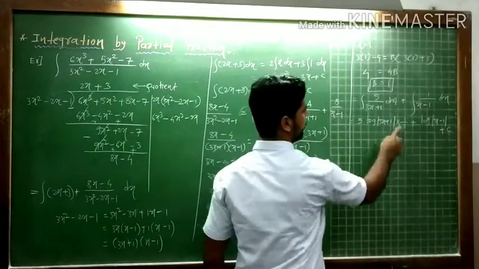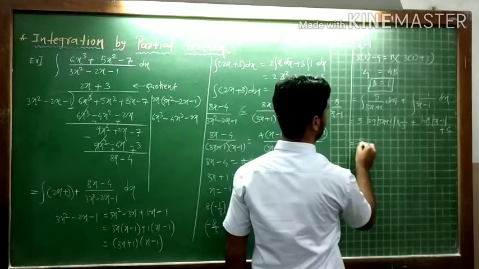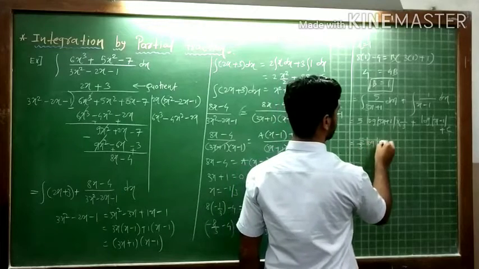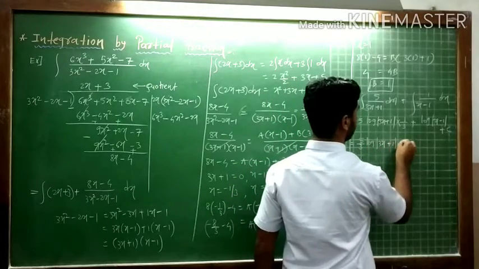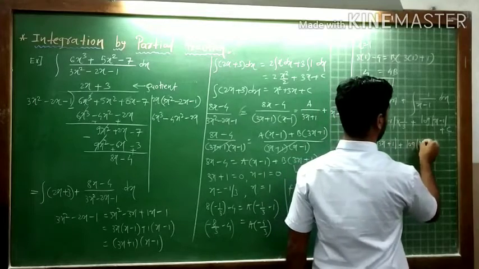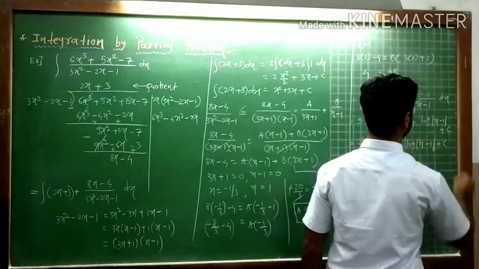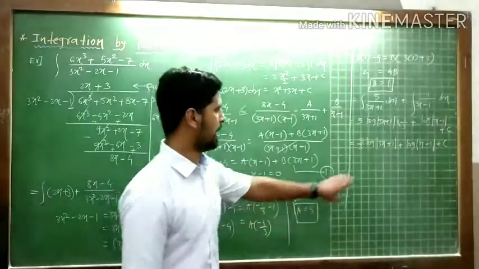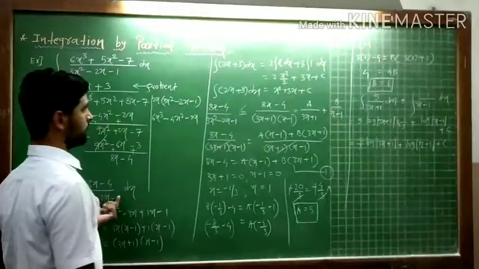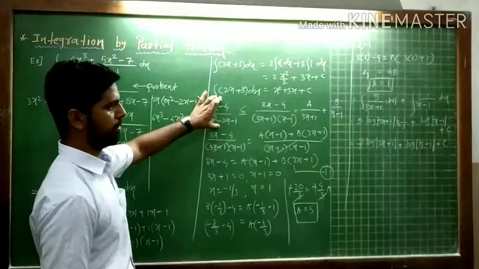This 3 we can write under the 5. So 5 by 3 log of 3x plus 1 plus log of x minus 1 plus c. This is the answer of the second part that we calculated.